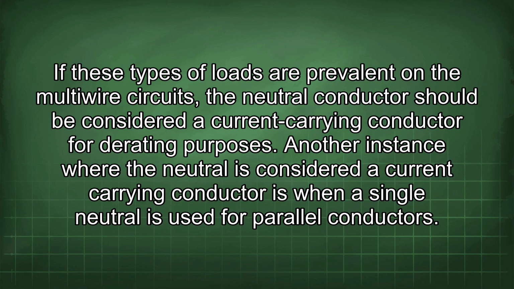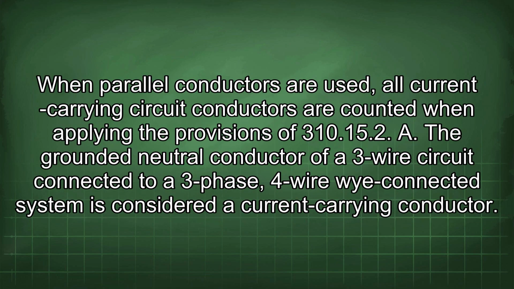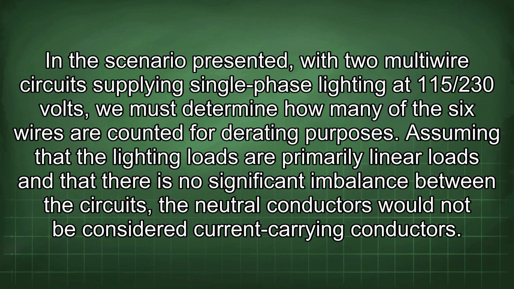If these types of loads are prevalent on the multiwire circuits, the neutral conductor should be considered a current-carrying conductor for derating purposes. Another instance where the neutral is considered a current-carrying conductor is when a single neutral is used for parallel conductors. When parallel conductors are used, all current-carrying circuit conductors are counted when applying the provisions of 310.15(2)(a). The grounded neutral conductor of a 3-wire circuit connected to a 3-phase, 4-wire Y-connected system is considered a current-carrying conductor.